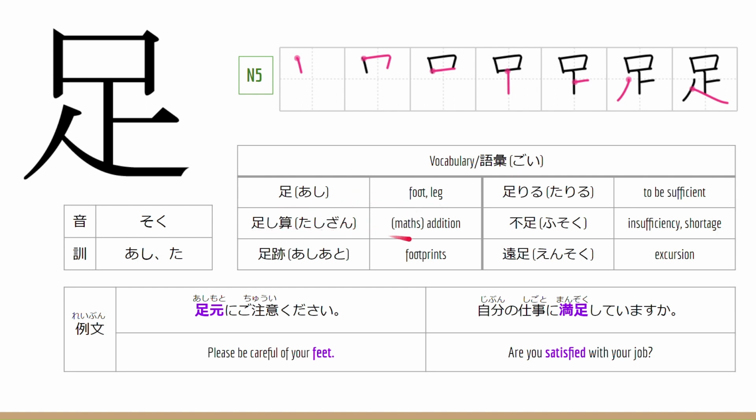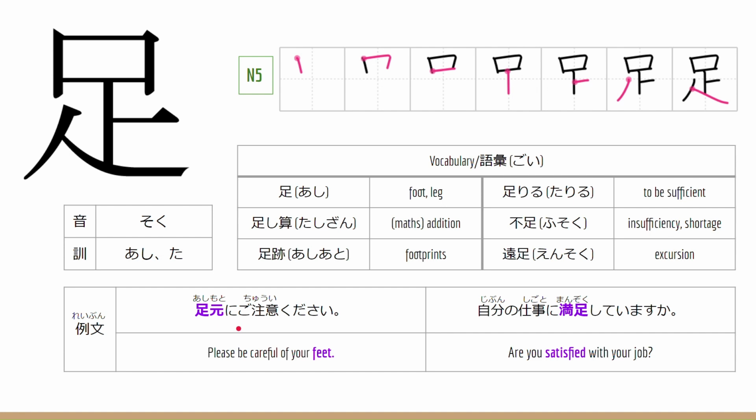足し算、This means addition in maths. 足跡。This means footprints. 足りる。This means to be sufficient. 不足、This means insufficiency or shortage. 遠足、This means excursion. Now let's go into the example sentence.